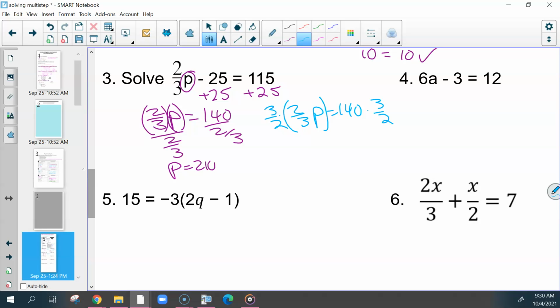So anytime you divide by a fraction or need to divide by a fraction, flip it and multiply.